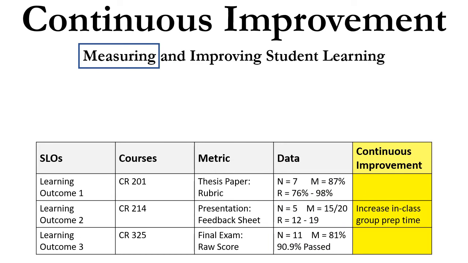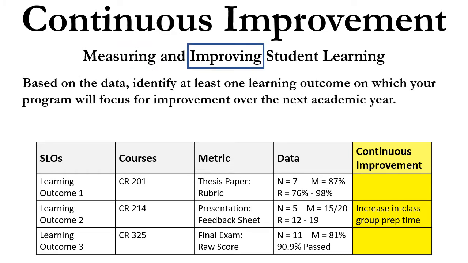Final column. Okay, now here's where we're going from measuring to thinking about improving. So based on the data, identify at least one learning outcome on which your program or department will focus for improvement over the next academic year. And it only has to be one. You only have to identify one area of improvement every year.